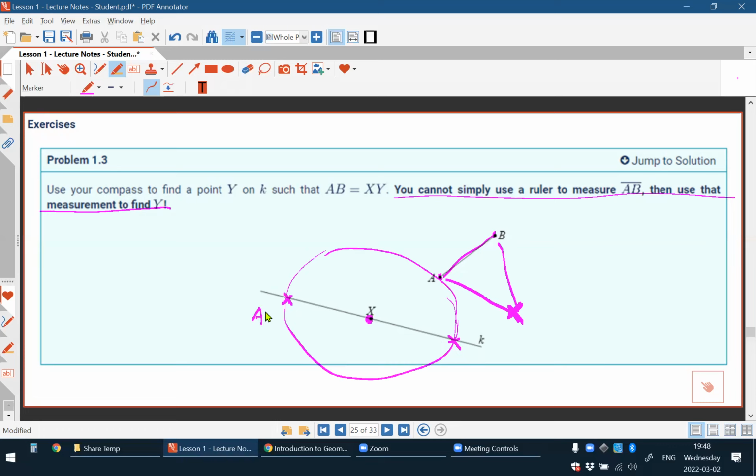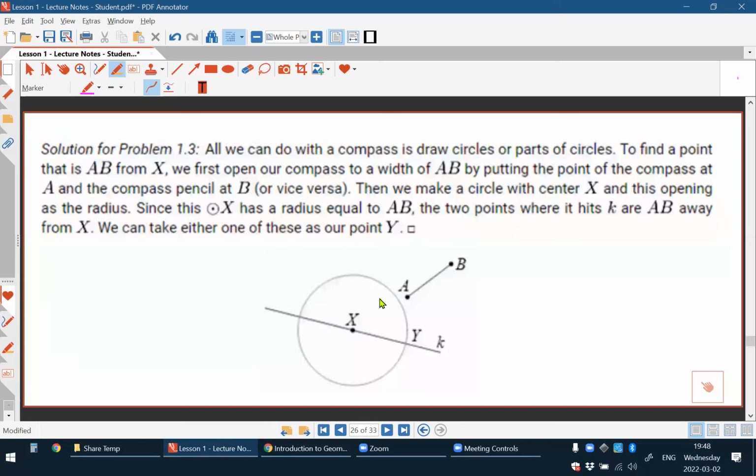You will have 2 intersection points. We can mark them as A prime and B prime, right? Then XA prime should equal AB, or XB prime is also possible, right? It's also equal to AB. That's how we find such a point on the line. Do you understand? Okay, you can also check the complete solution in the lecture slides after the class, okay?